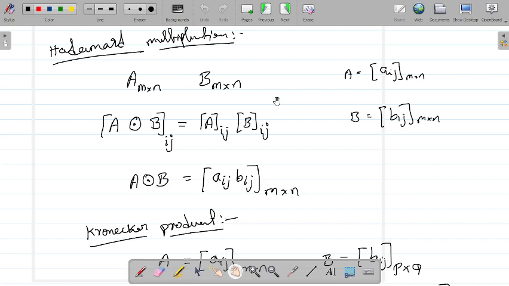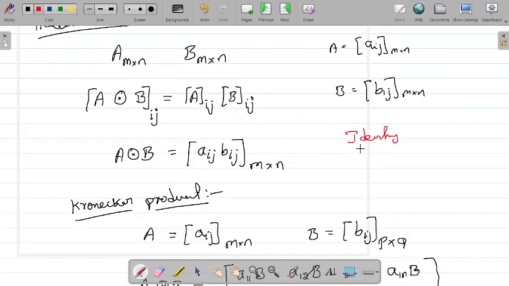I'll give you one task here. Try to find what the identity element is here. I'm not asking what an identity matrix is. That identity matrix we defined with respect to the standard multiplication we defined earlier. But here, if you take this multiplication for matrices, what is the identity matrix? Think about it.